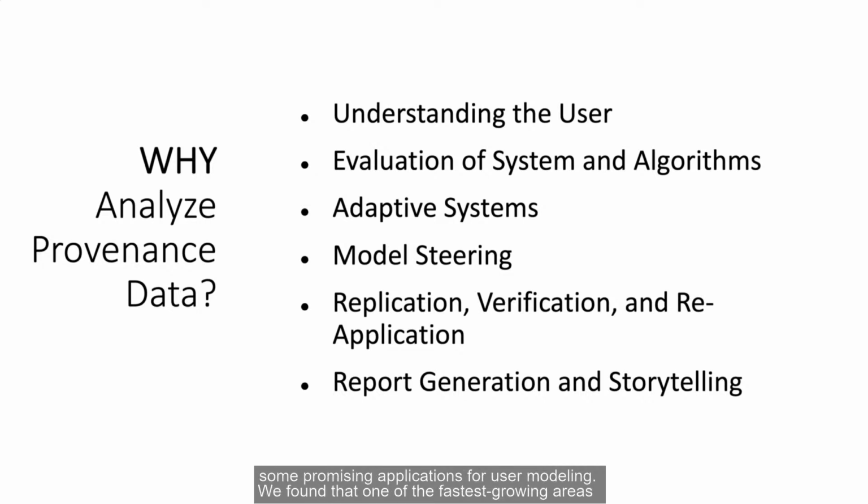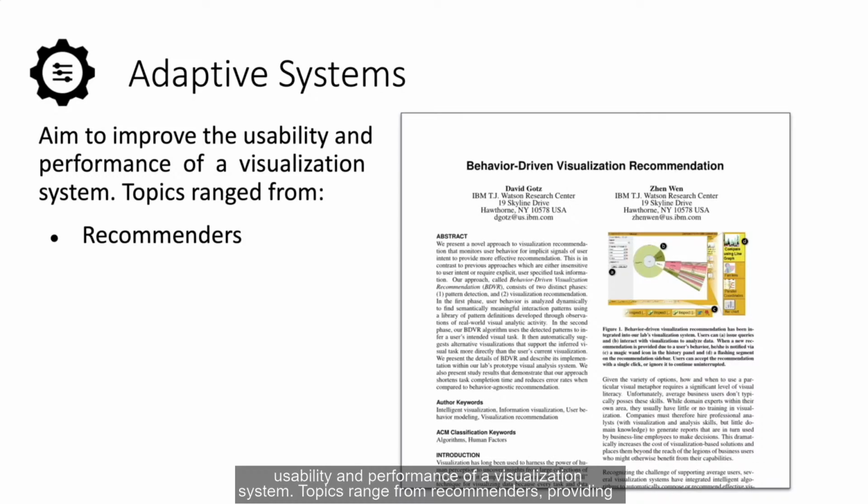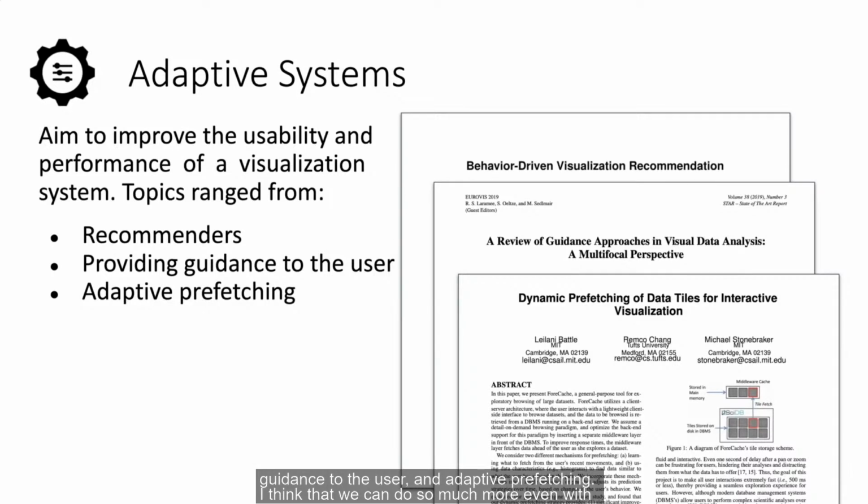We found that one of the fastest growing areas was adaptive systems, and with the rebirth of AI and the prevalence of adaptive tools in the home and on smartphones, this can mean exciting and new opportunities for visualization research and visualizations in practice. We saw several examples of adaptive systems with the aim to improve the usability and performance of a visualization system. Topics range from recommenders, providing guidance to the user, and adaptive prefetching.